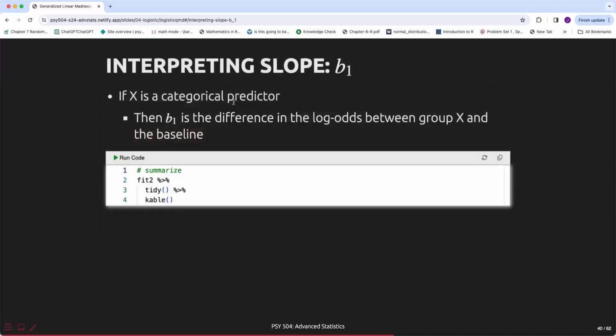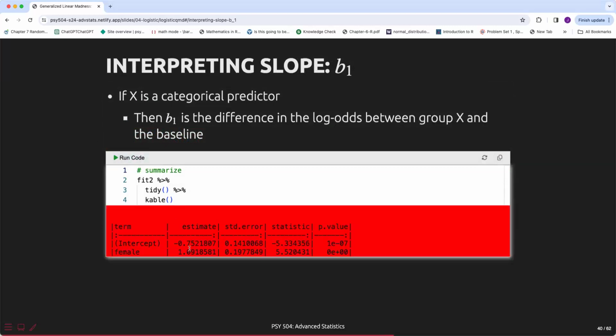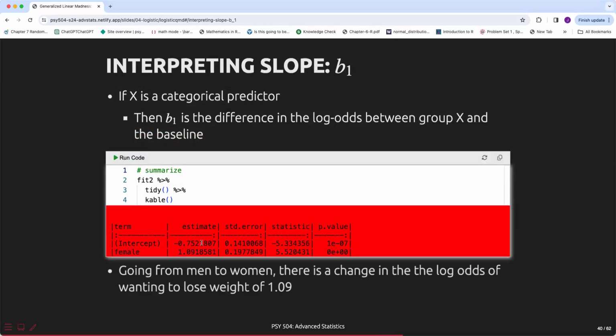How do we interpret the slope estimate, B1? If X is a categorical predictor, what that slope represents is just the difference in the log odds between group X, which is female, and the baseline, which is male. So let's go ahead and run that model. We get an estimate of 1.09 in the log odds unit. How do we interpret that? Basically, going from men to women, a 1 unit increase, there's a change in the log odds of wanting to lose weight of 1.09.